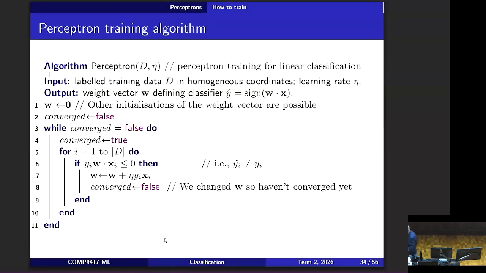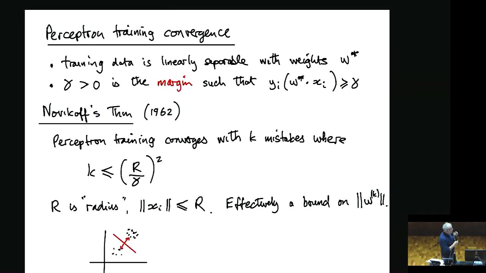Okay, let's resume. So I wanted to quickly show you something without proof. I may, if there's time, come back to this. So the perceptron training convergence is a classic theorem. It's the case that when the data is linearly separable with a weight vector that I'm calling W star, gamma, which is greater than 0, is something called the margin. Now the margin is, I've drawn a little diagram down at the bottom.